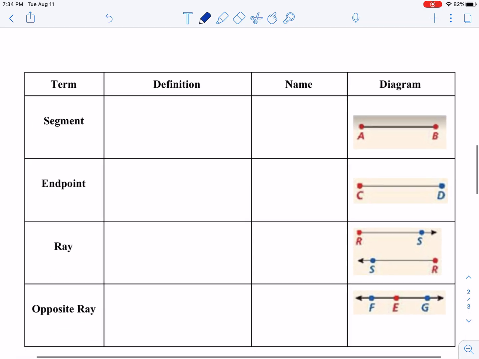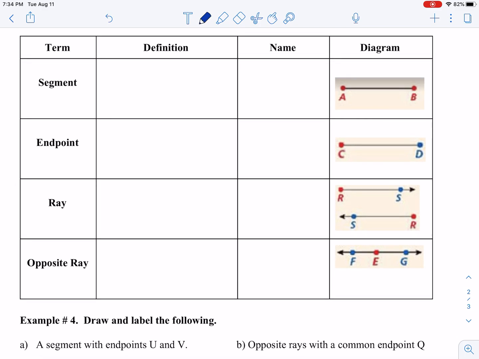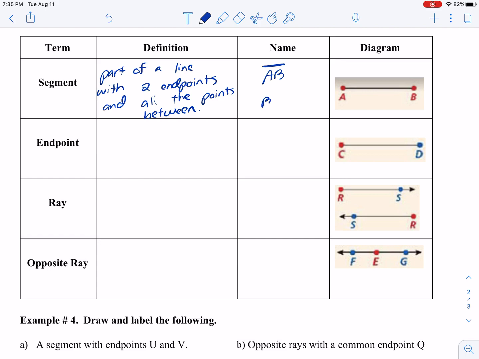Okay, continuing on to the back page, we have a few more definitions from our undefined terms using points, lines, and planes. So part of a line with 2 endpoints and all the points between we call a segment. In this example, there's no points in between. It's just our 2 endpoints, which would be AB, or we could name this BA.